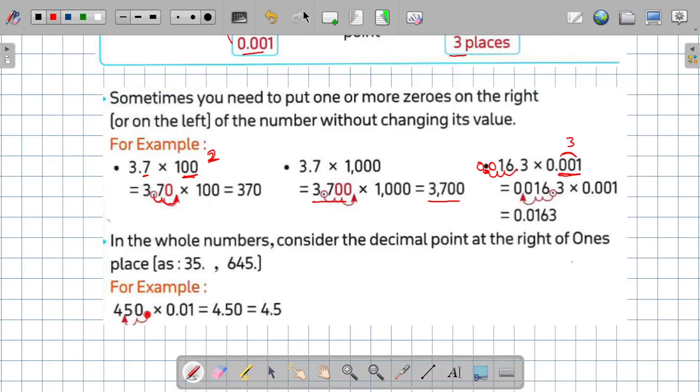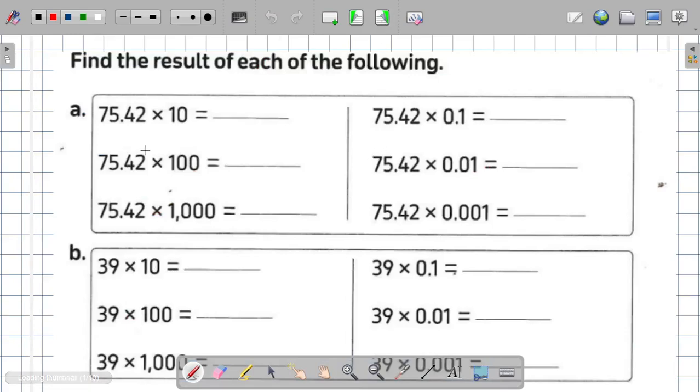So let's try. If I want to multiply 75.42 by all of these numbers, what can I do? Here I have 1 0, so I will move to the right. So I will move one place. So the result, or the decimal point, will be between 4 and 2. So I have 7, I have 5, I have 4, I have 2, and the decimal point will be between 4 and 2.